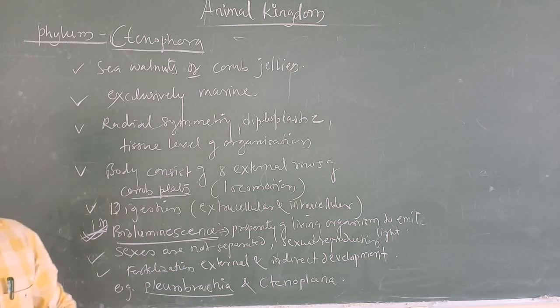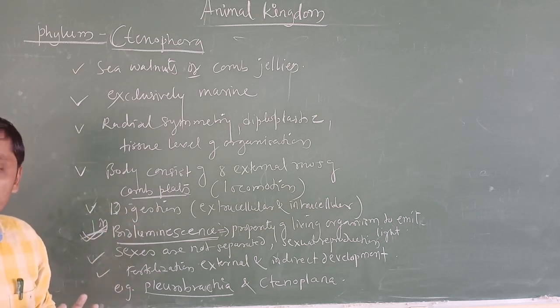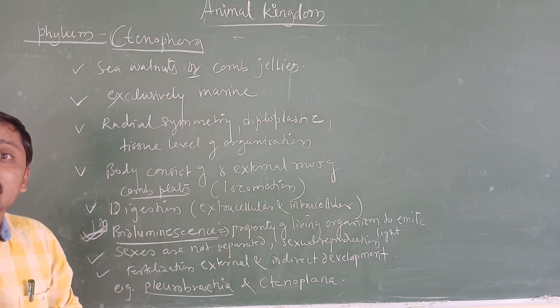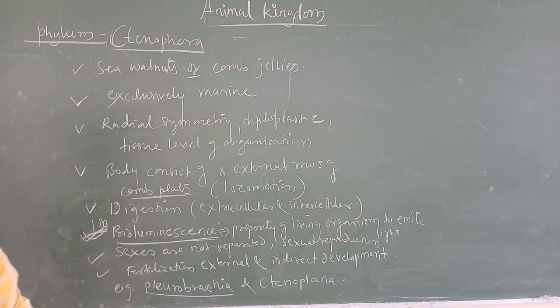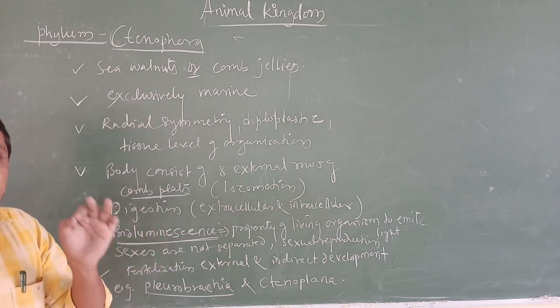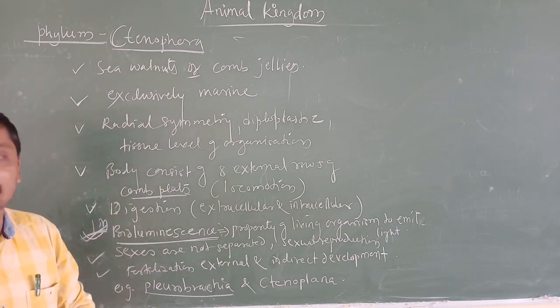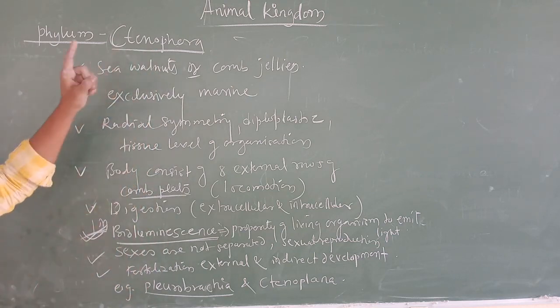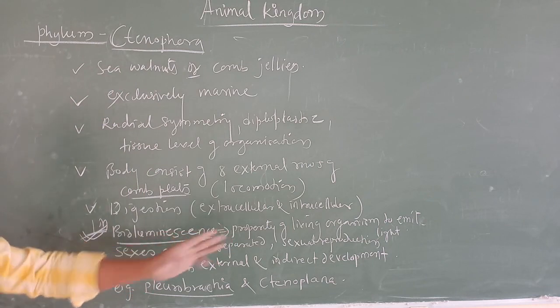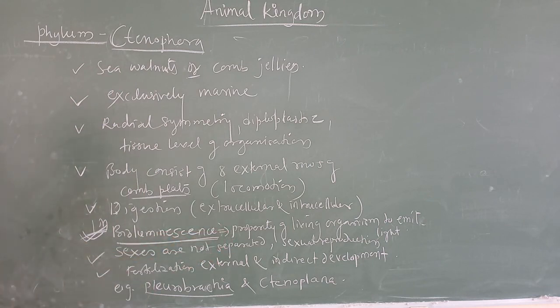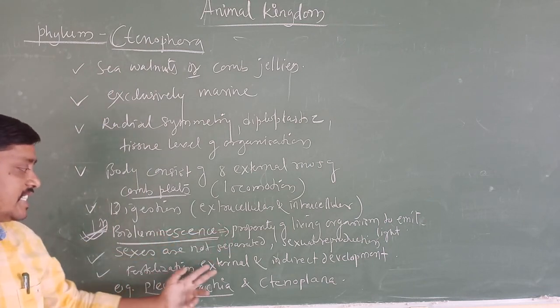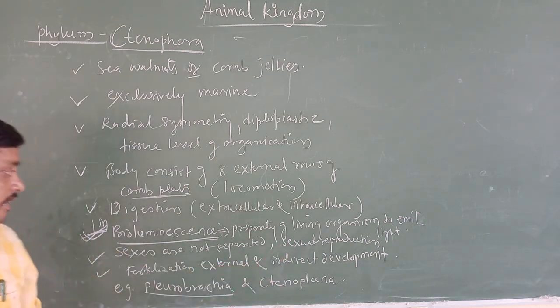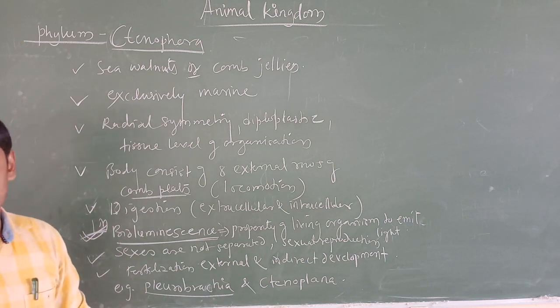In Coelenterata, you write the basic body forms, polyp and medusa, and then the cnidoblast or cnidocyst cells. When you compare like this, it is easier for you to remember the general characters. And bioluminescence is a peculiar character of the phylum Ctenophora. Sexes are not separated. The mode of reproduction is sexual, and fertilization is external, with indirect development. Digestion is extracellular and intracellular, in both, as in Coelenterata.